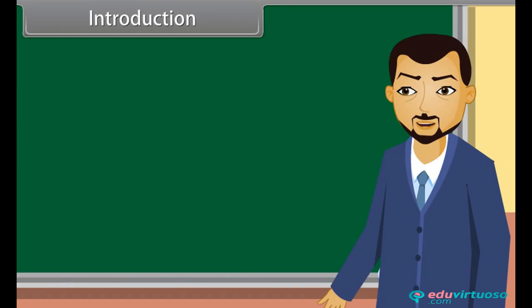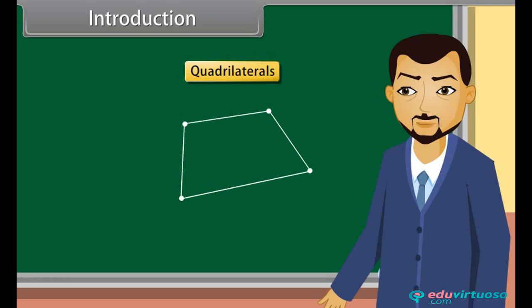Today we'll study about quadrilaterals. A quadrilateral is formed when we join 4 points. Objectives.